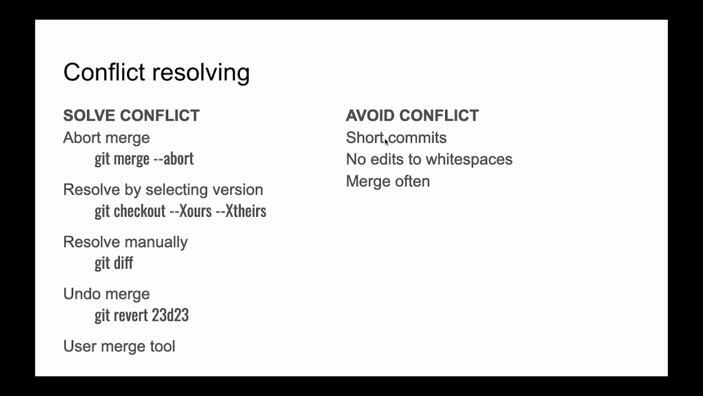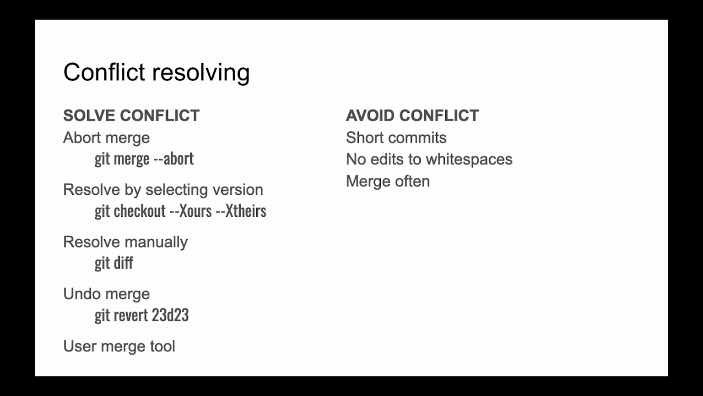To avoid such a problem, we need to create short commits. So do not create one big commit with a huge feature. Just commit as often as you can, and then it will be much easier to resolve a conflict in case it happens. The second part is no edits of white spaces.